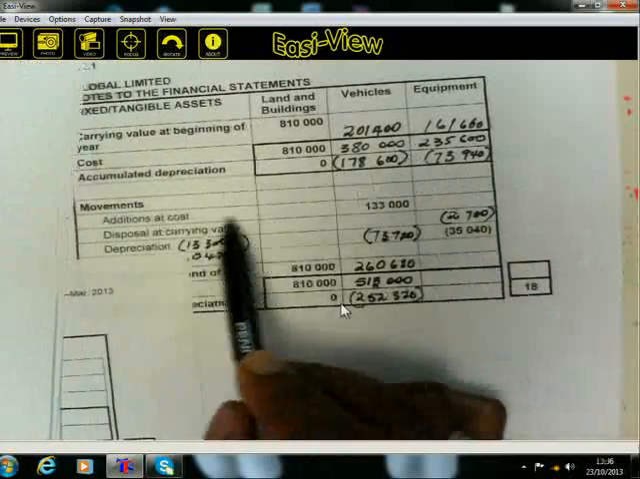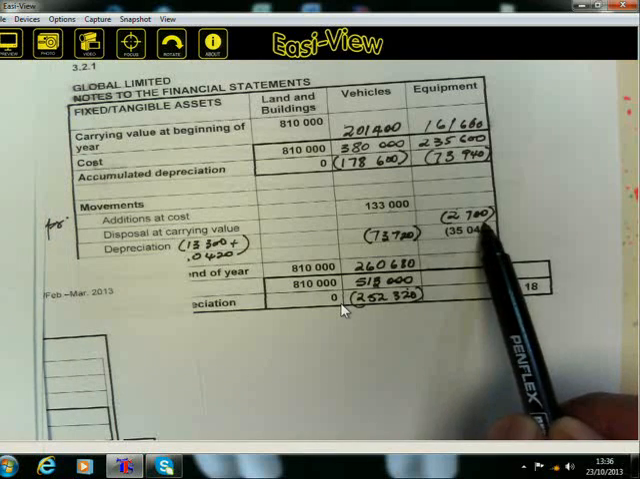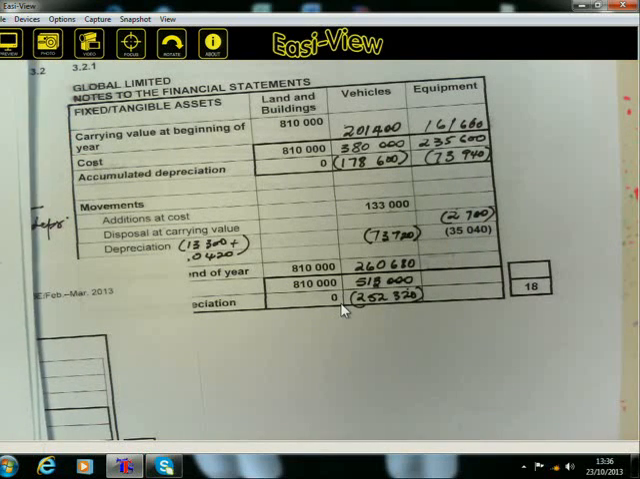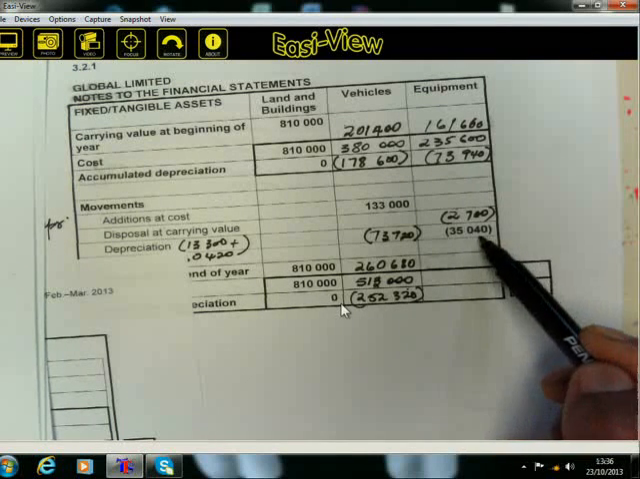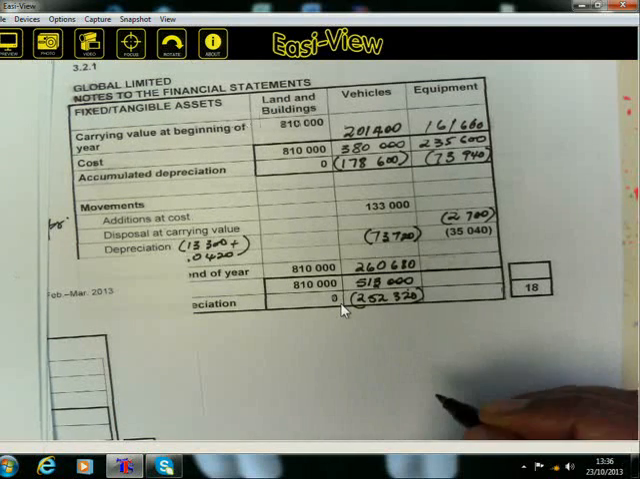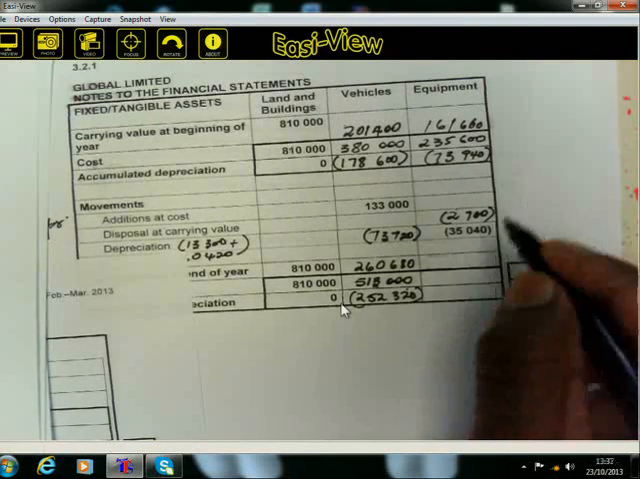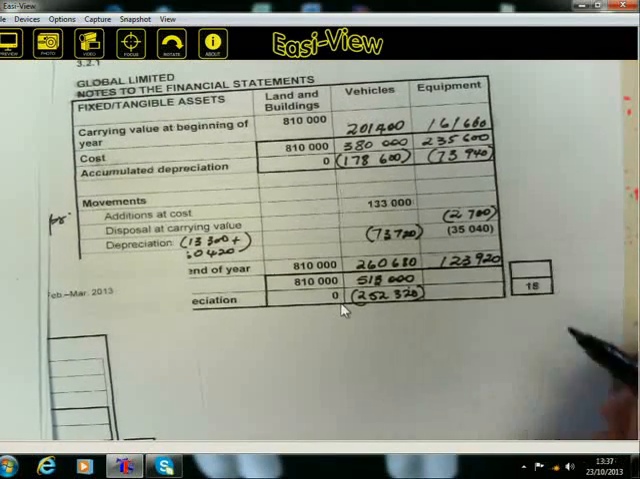We don't have any additions. We have the disposal at carrying value, which must be subtracted, so we subtract 2,700. We have the depreciation that has to be subtracted at 35,040. Then the total carrying value at the end of the year is 123,920.